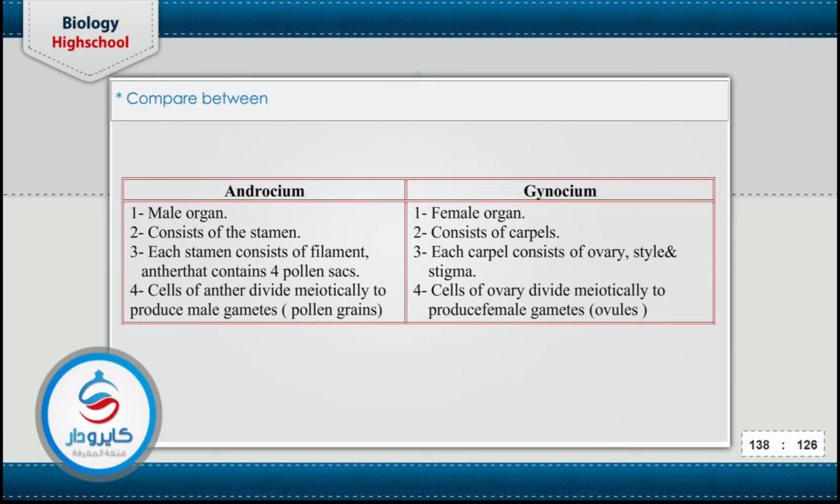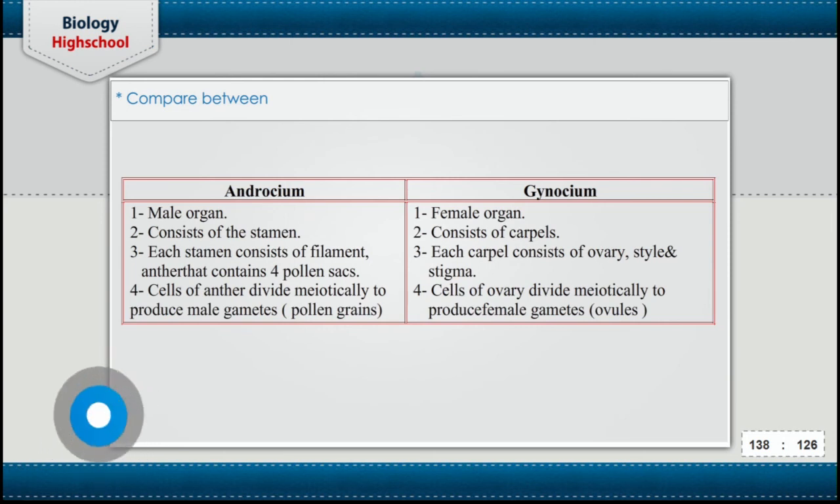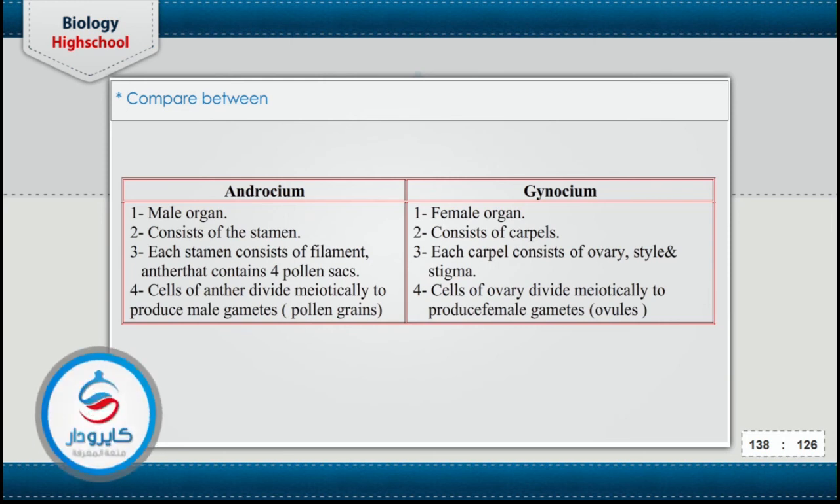Androsium is a male organ, but the gynosium is a female organ. Androsium consists of stamens. Each stamen consists of filament and the anther, which contains 4 pollen sacs. But in the case of the female organ, the gynosium consists of carpels. Each carpel consists of ovary, style, and stigma.